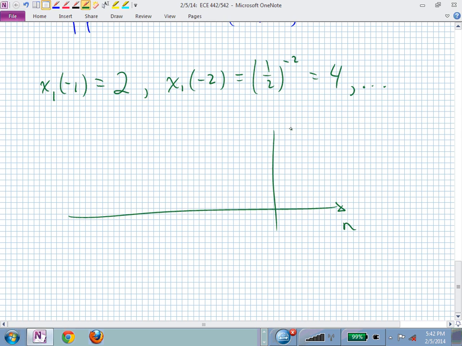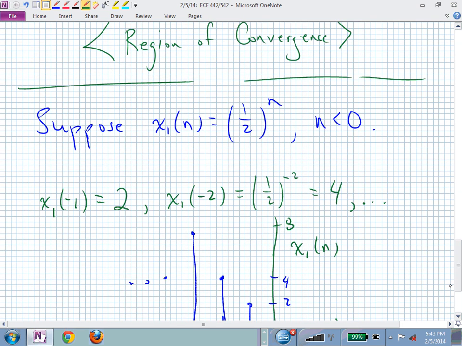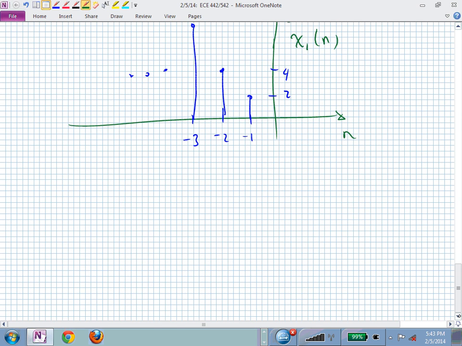And we could sketch that. Here's little n. Here's x sub 1 of n. And for -1, -2, we computed this was 2, this was 4, this was 8, and it just keeps going. We didn't say anything about whether that time domain waveform was stable or bounded. This one's obviously going unbounded, isn't it? But we can find a z transform for that unbounded sequence. We have 1/2, something smaller than 1, for negative time indices, and that's going to go unbounded as we go more negative in time. Let's compute its z transform.